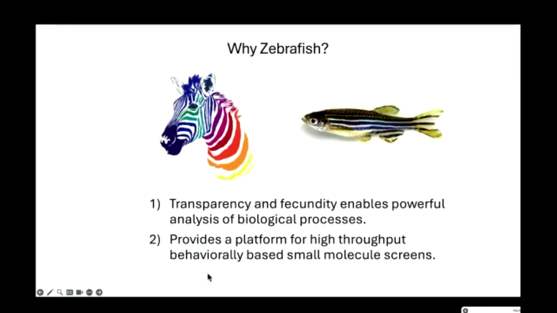Okay, so if we're interested in rare diseases, why zebrafish? Okay, so I just mentioned that the transparency allows us, and I'll show you examples, to see a lot of very interesting biology. And the genetic tools that we have allow us to study those mechanisms. But also, and particularly important in terms of rare diseases and GRI disorders, it really provides an excellent platform for high throughput behaviorally based small molecule screens to identify new molecules that may be therapeutically beneficial.